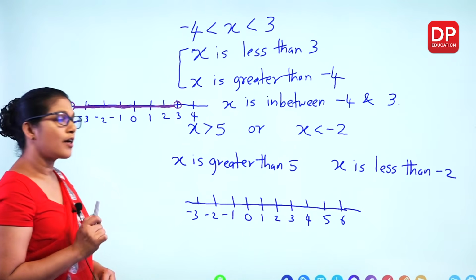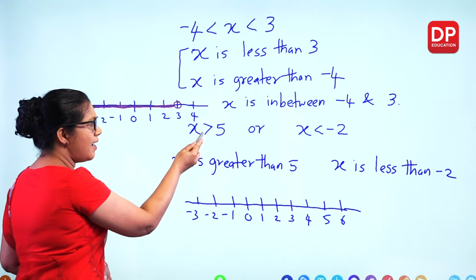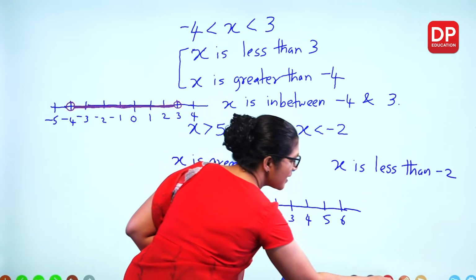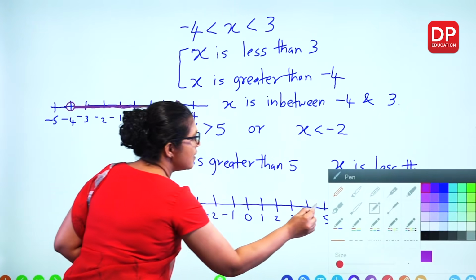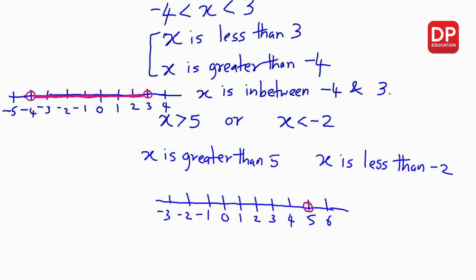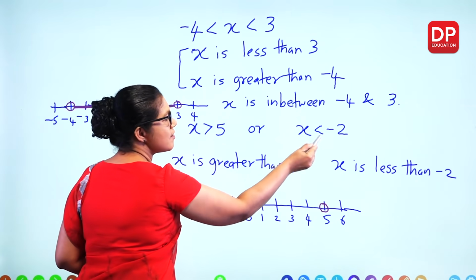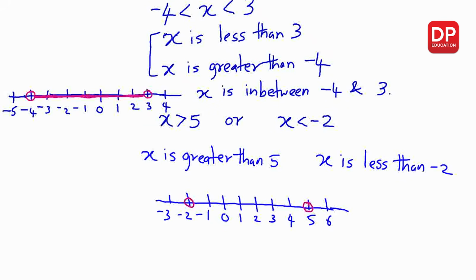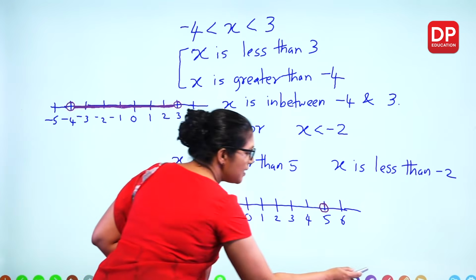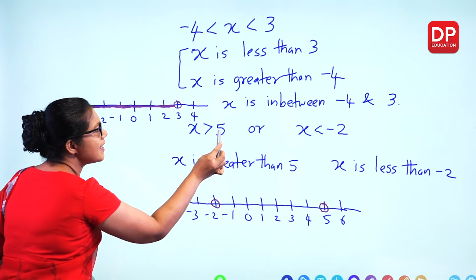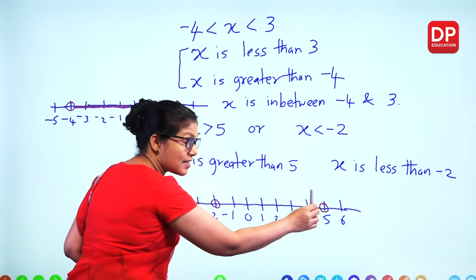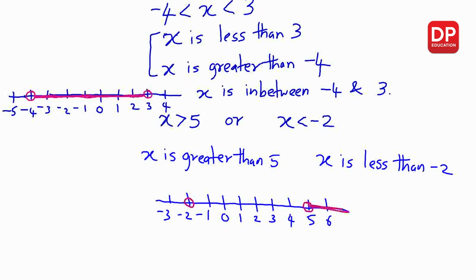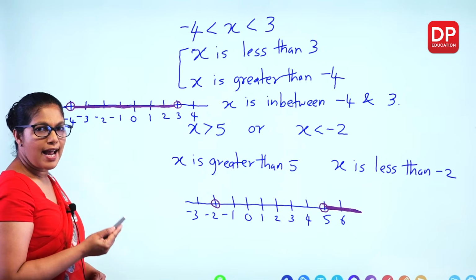So, the first thing, mark those numbers. 5 is there. There's no line there, that means 5 is not included. So, we take 5 and draw an open circle. What about this one? This is also not included. So, we take minus 2 and draw an open circle. Here we'll mark separately. X is greater than 5. Which side is greater? Always the right-hand side. So, we can mark this side as greater than 5.